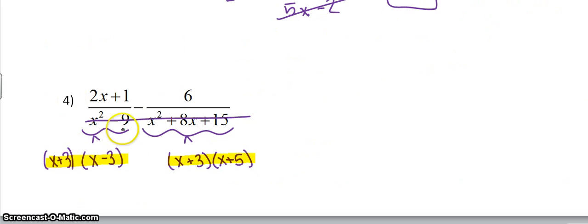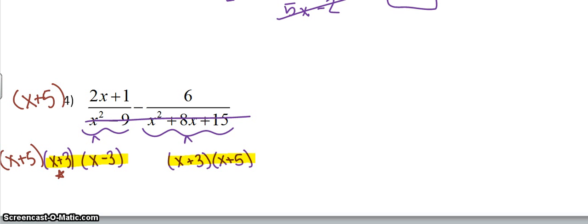You're looking for what can I multiply (x + 3)(x - 3) by to include all the factors in (x + 3)(x + 5). And notice this one already has an x + 3, so we're good there, but it's missing an x + 5. So this first fraction I'll have to multiply by x + 5. And if you do it to the denominator, you better also remember to do it to the numerator.